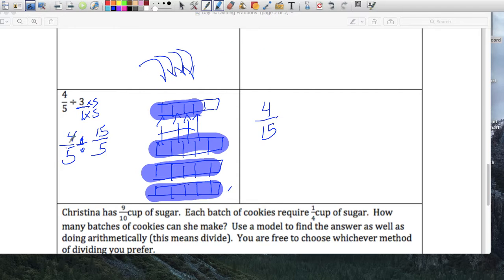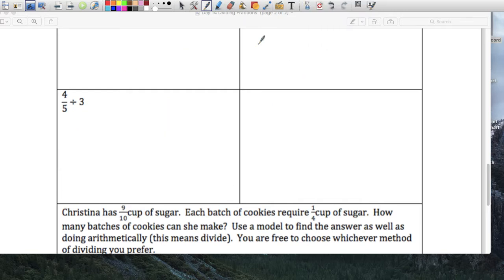So again, on this side, let's see how we do this. We cross the 5s here. We write 4 divided by 15 as a fraction. Voila, you get the same answer. Last one.